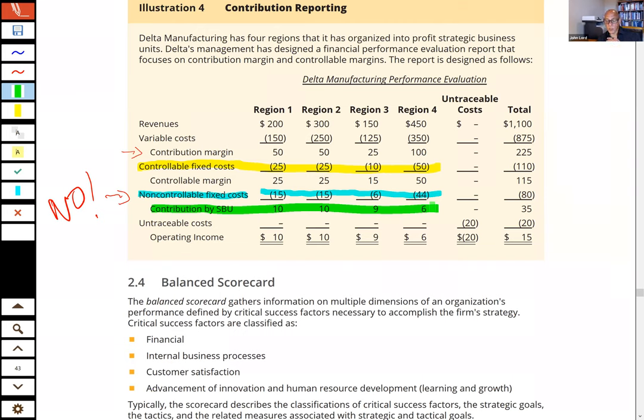Now, if you're doing some sort of GAAP presentation for segment reporting, more along the lines of the FAR exam, then yeah, you might go ahead and do this as you're reporting segment information that you're required to, but you would not do this for an internal analysis of these units.